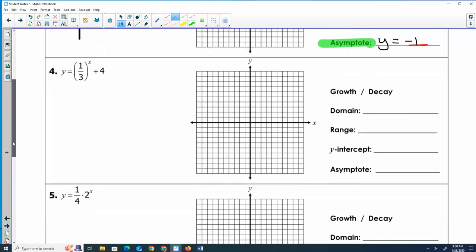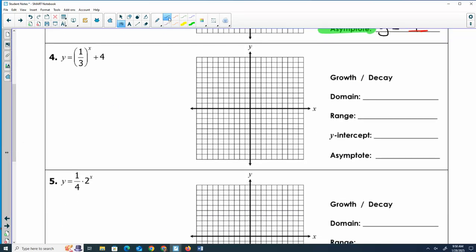All right, let's take a look at this problem, and let's see what we can answer without even graphing it. Can you tell me, is this going to be growth or decay? Okay. Right, we're looking at the 1/3. 1/3 is smaller than 1. Anything smaller than 1 will decay. So decay means our graph should be going down. Okay, so I already have in my mind a picture of what it's going to look like.